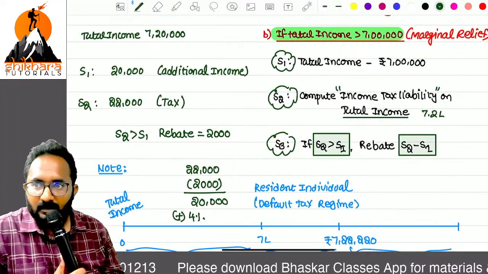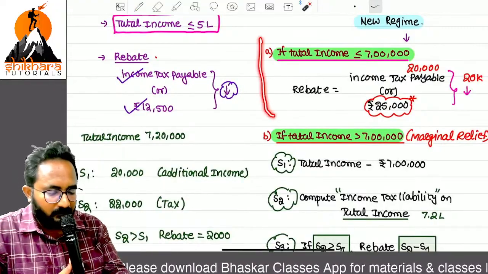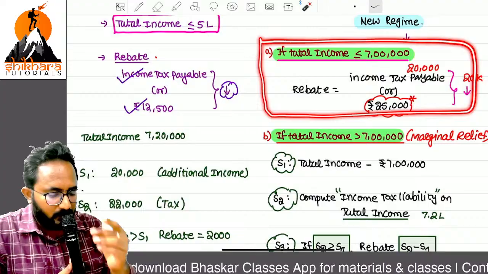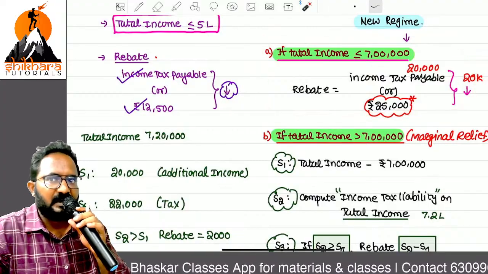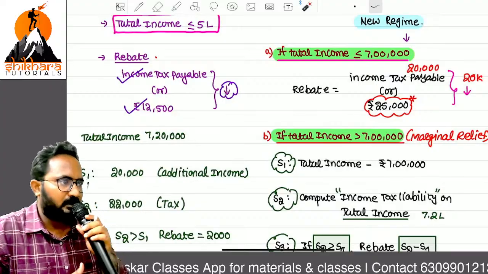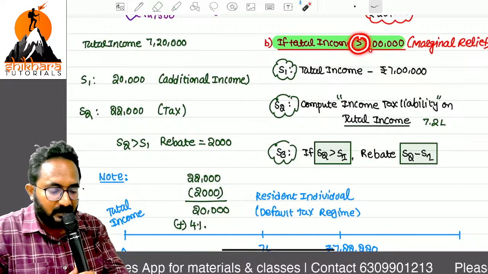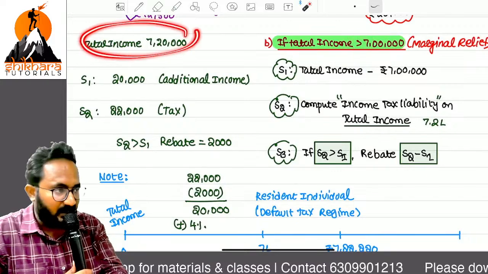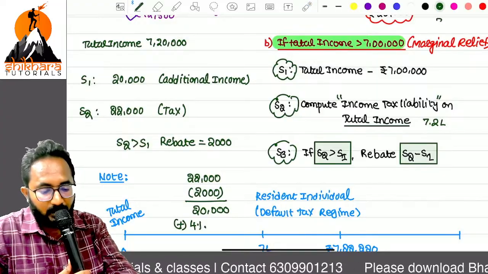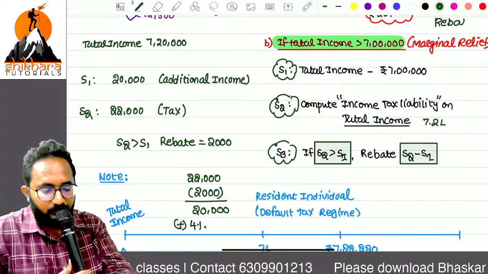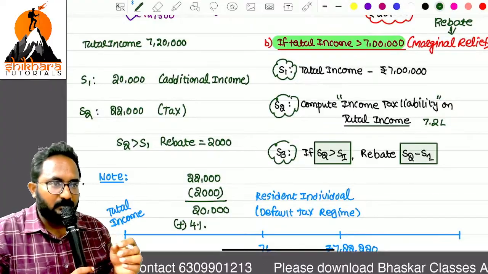Again, I am repeating. In the new regime, if your total income is less than or equal to 7 lakh, simply no need to pay any tax because the entire amount is eligible for rebate. But if you have earned marginally more than 7 lakh, here also they are providing the rebate by using the marginal relief concept.